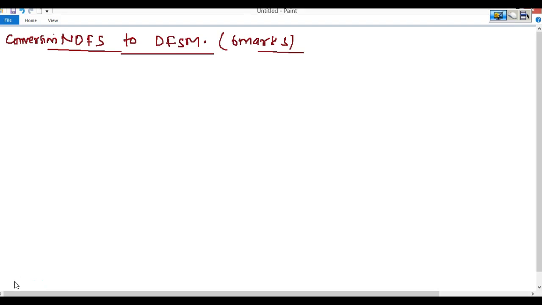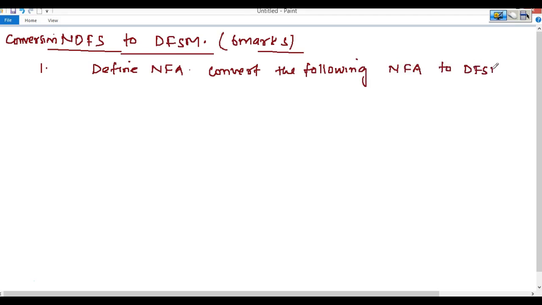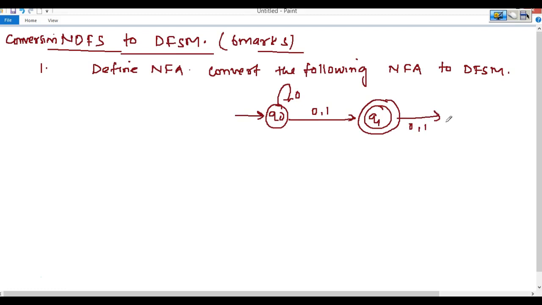Here the first question is given: define NFA and convert the following NFA to DFA, DFSM. The question is: Q0 on 0 goes to Q0 only, and on 0 and 1 goes to Q1. Q1 is the final state, and on 0 and 1 it goes to Q2, and Q2 loops on itself. You have to convert this into a DFSM.